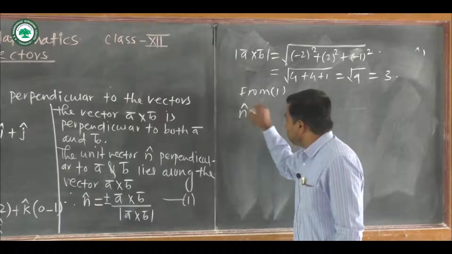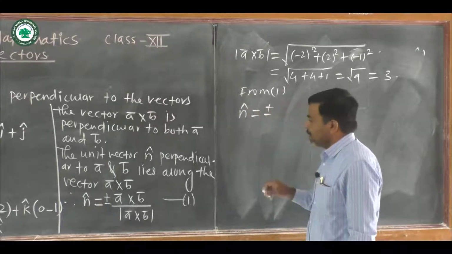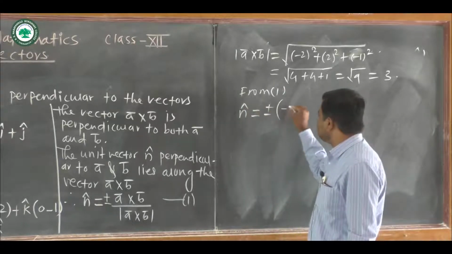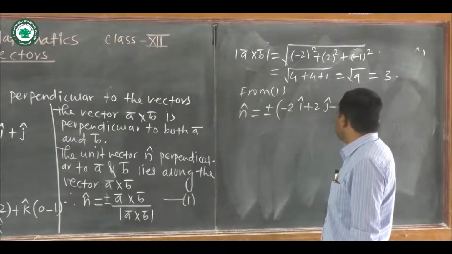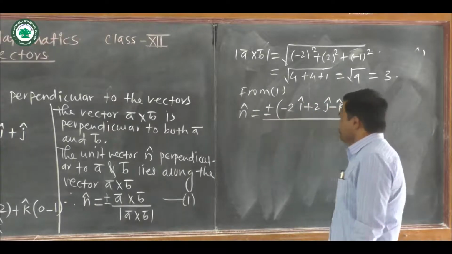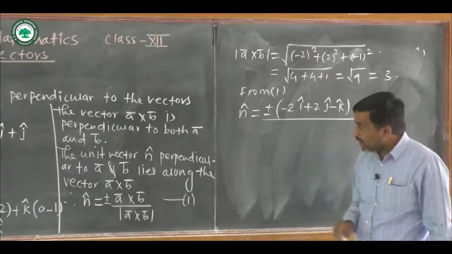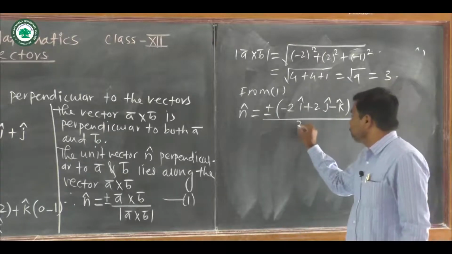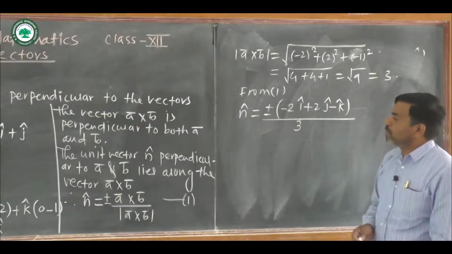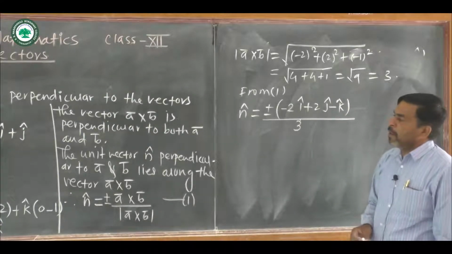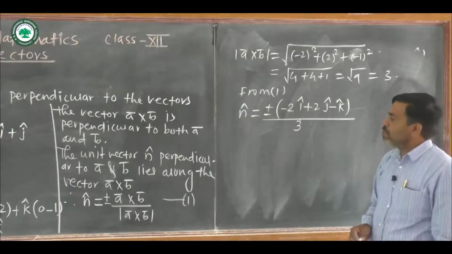what is n cap? It is equal to plus or minus A bar cross B bar, that is minus 2i cap plus 2j cap minus k cap, divided by magnitude of vector A bar cross B bar, and that is 3. So this is the unit vector which is perpendicular to the vectors A bar and B bar.